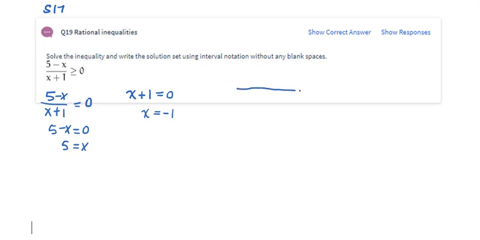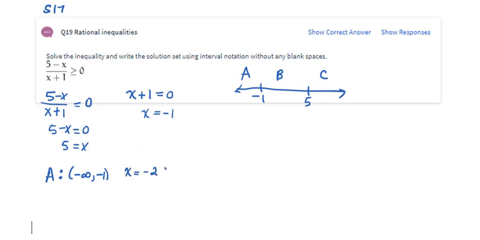We place these numbers on a number line in numerical order, so negative 1 and 5. This divides our number line up into 3 regions. We'll label those as A, B, and C. Now we need to test a point from each of these regions to determine where the solutions are contained. Region A is the interval from negative infinity to negative 1. So a test point from region A would be negative 2.